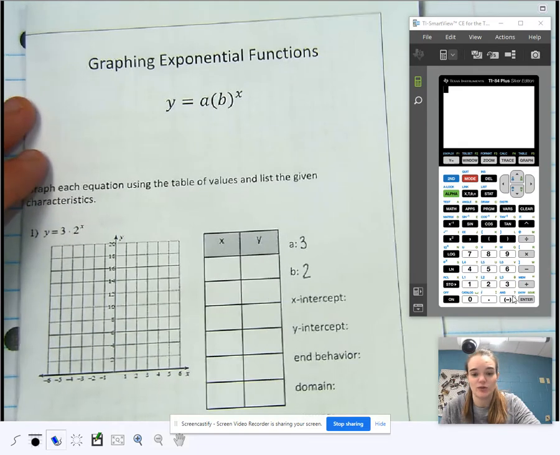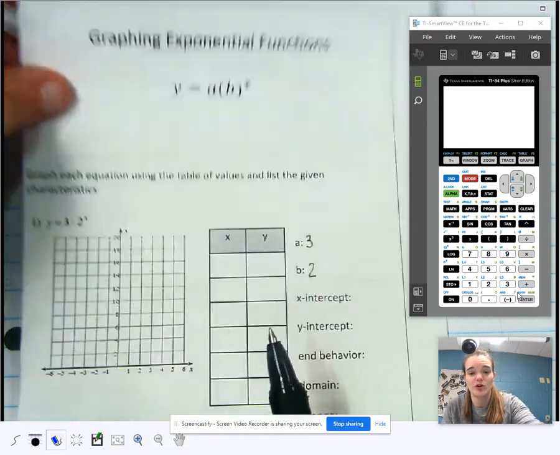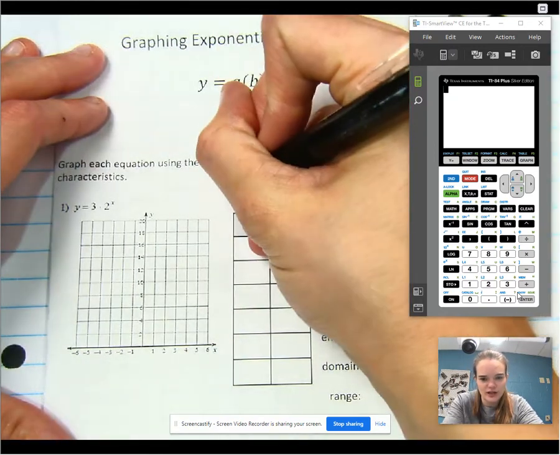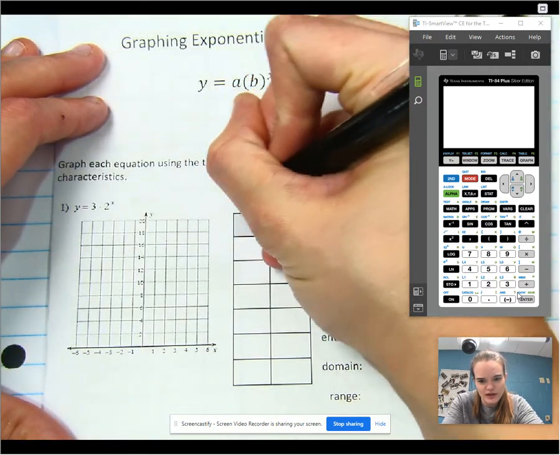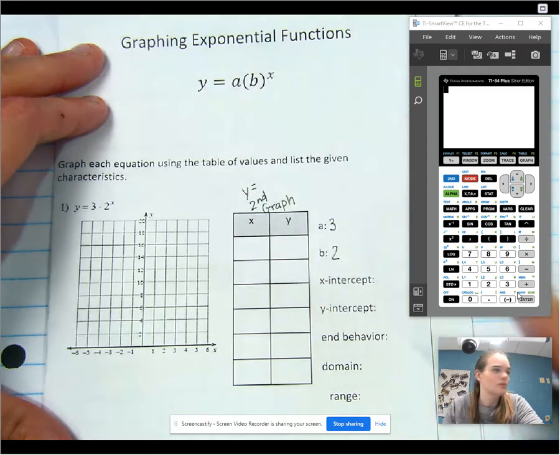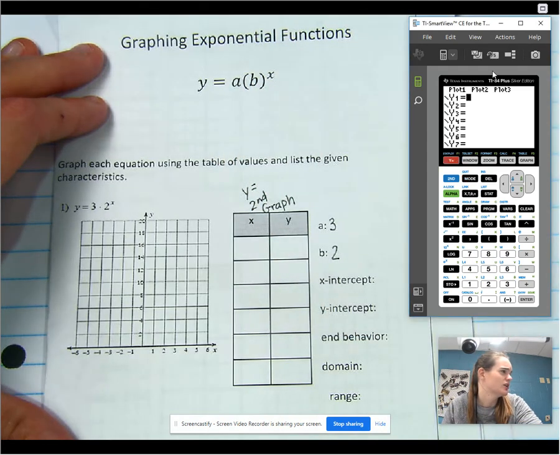All right, to get a table, it's been a while since we've gotten a table on our calculator, so I'm going to give you a quick refresher. To get a table, we press y equals, and then second, and then graph. So go to y equals, clear anything out if it's there, 3 times 2 raised to the x power. So that was the y equals part. Now we've got to do the second and graph. Second, graph. Here we go.